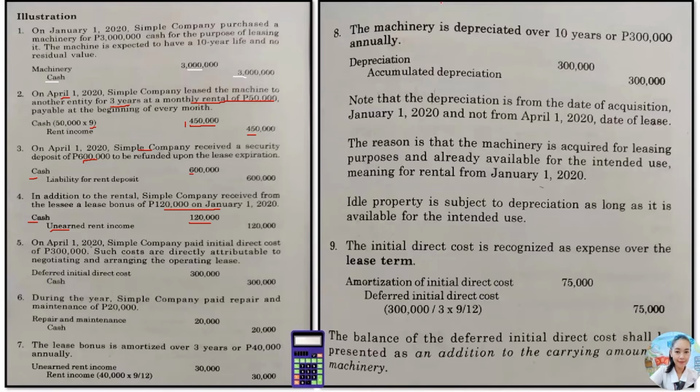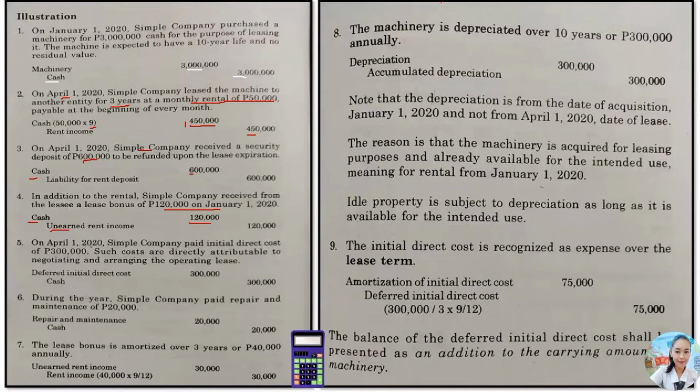Right, next is on April 1, 2020, Simple Company paid initial direct cost in the amount of 300,000. Now, such costs are directly attributable to negotiating and arranging the operating lease. So again, this is the initial direct cost. The initial direct cost is recognized as expense over the lease term, right?